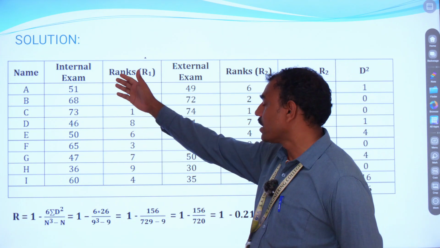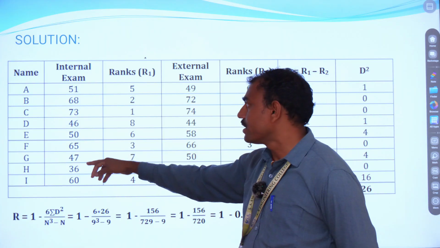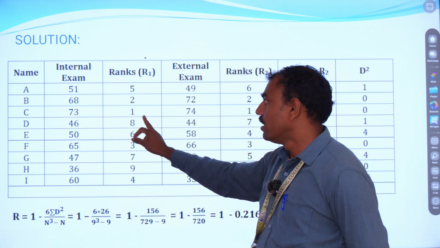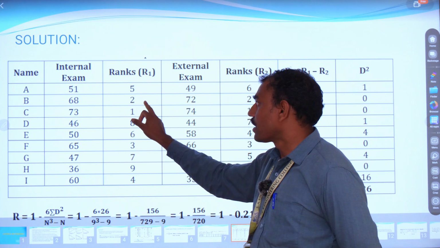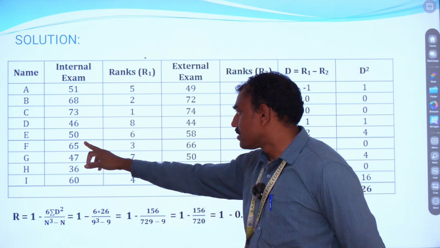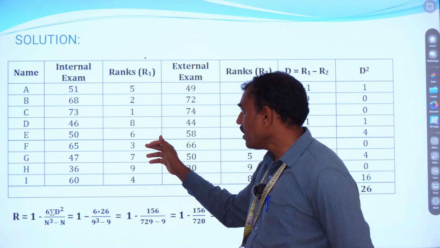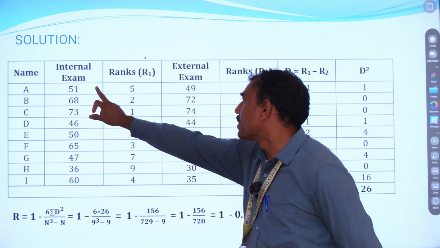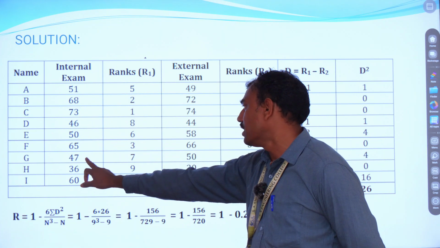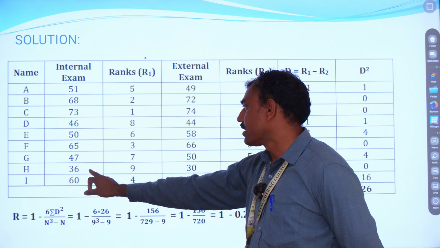The rank of the internal exam is first. Here the highest value, 73, is rank 1. The next highest value, 68, is rank 2. The next one, 65, is 3. The next one, 60, is 4th rank. Then this is the 5th rank, 6th rank, 7th rank, 8th rank, 9th rank.